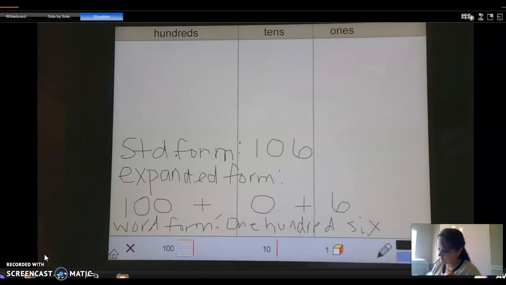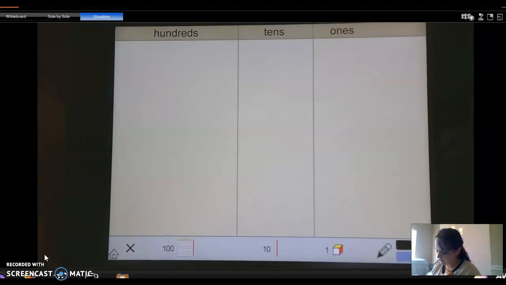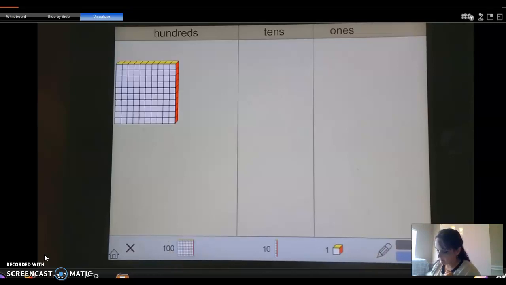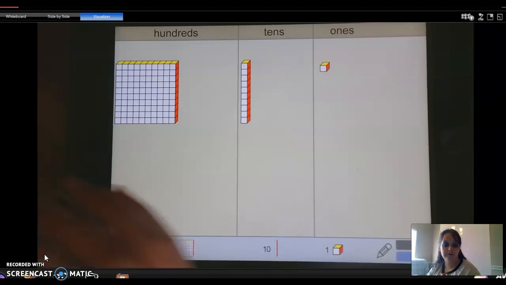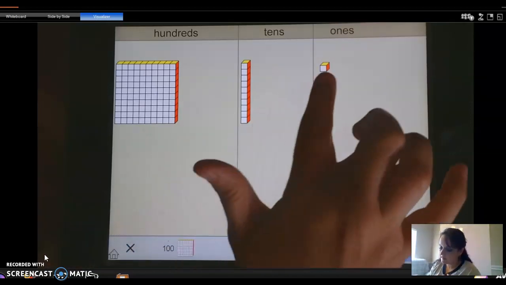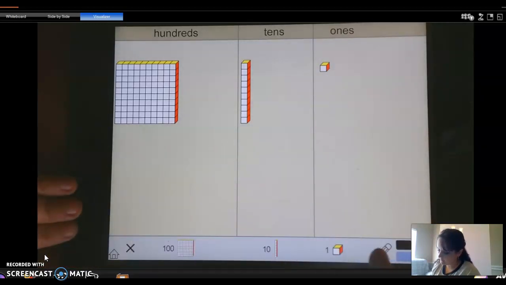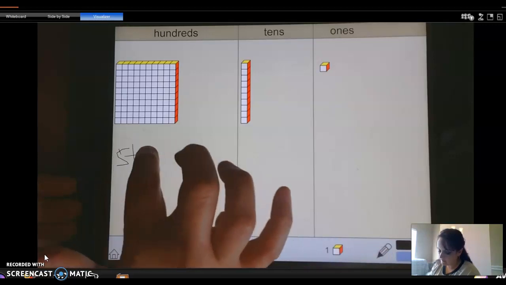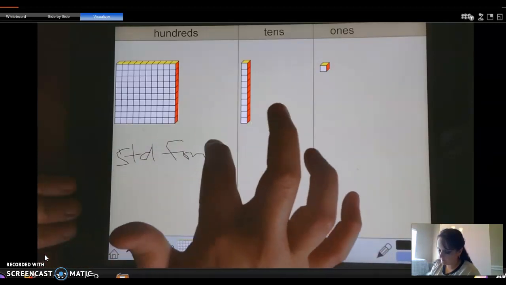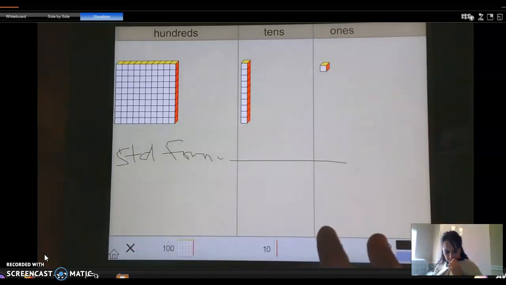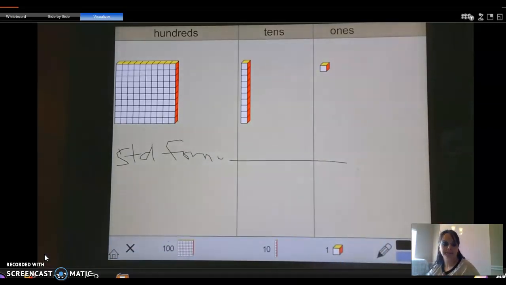So your time to practice. Let's try a bigger number. Here we go. I want you to write that number 111 in standard form. Write that number for me in standard form. And if you need some help at home or your parents' help, they're allowed to help you. Today is just practice.